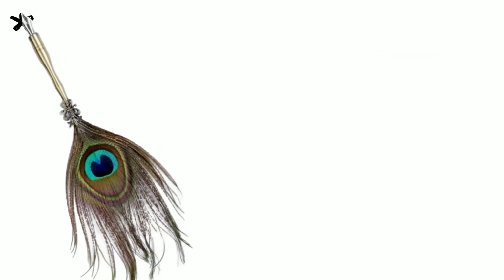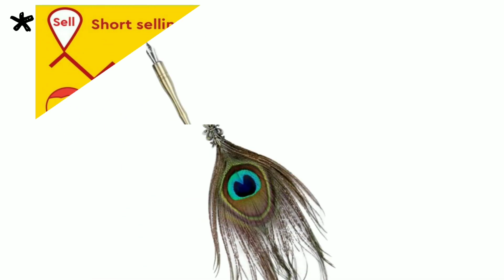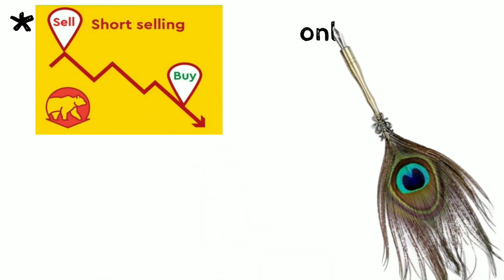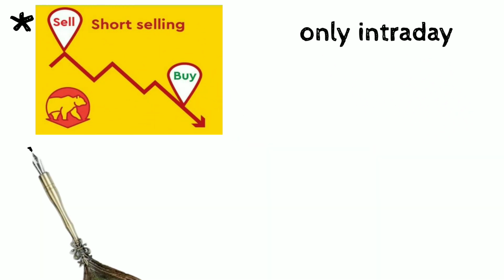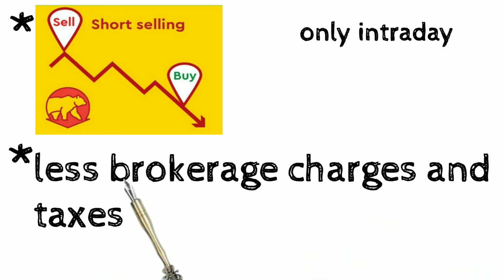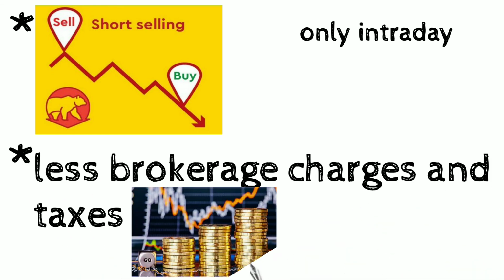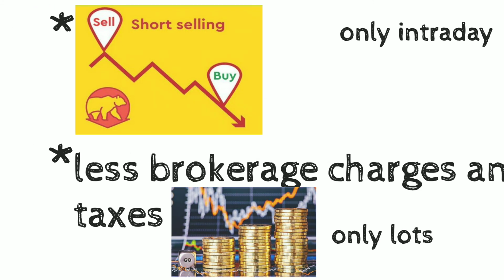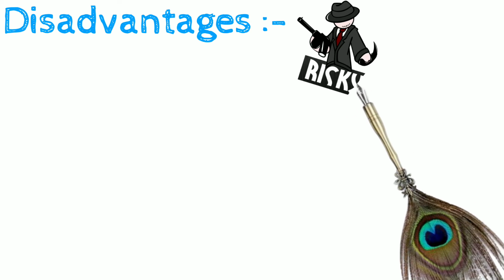The second advantage is we can short a share for a long time till expiry, whereas in the cash market you can short a share only for intraday, right? And another advantage is lower brokerage charges and taxes. In the cash market, we have to pay charges for every share, but in futures we just have to pay for lots. Now, the disadvantage is that it is riskier than the cash market because in futures we pay less money than the actual required money.